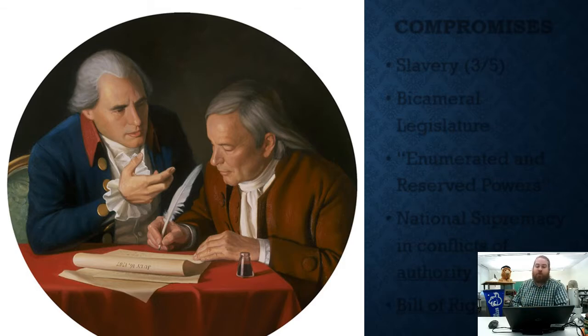They also separated the states' and the federal government's powers. The enumerated powers were given to the federal government and written down, and everything else that was left over, in theory, goes to the states. And we'll talk a lot about that idea later. We also have national supremacy now. In any conflict between the states and the federal government, it is the federal government that has the authority.